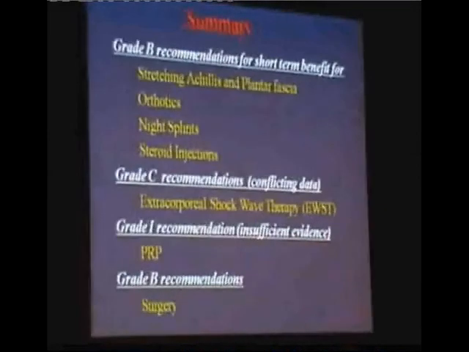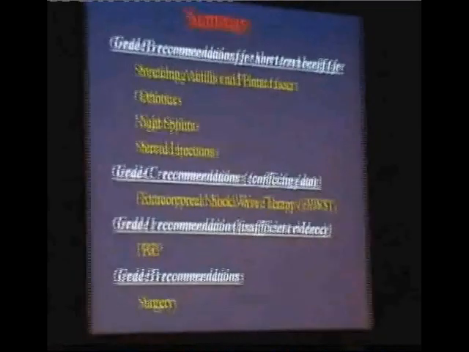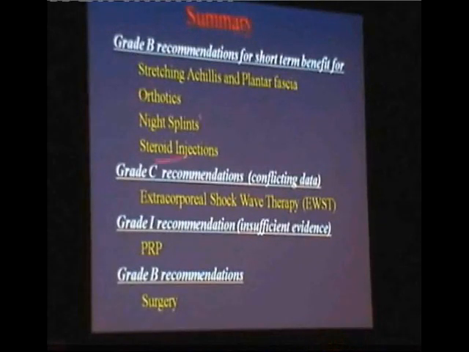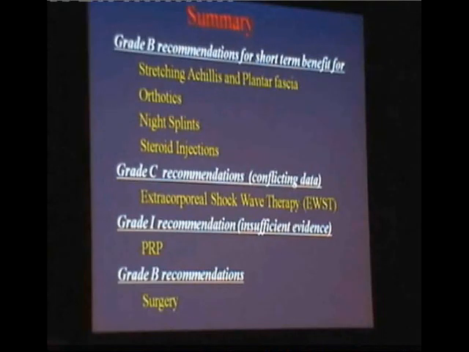So in summary, grade B recommendations. There is fair evidence to support these things: stretching, orthotics, night splints, steroid injections. Whether or not it actually makes a difference to the long-term outcome is unclear. But anything that you do that might shorten their duration of symptoms is useful, and these are all fairly low risk.